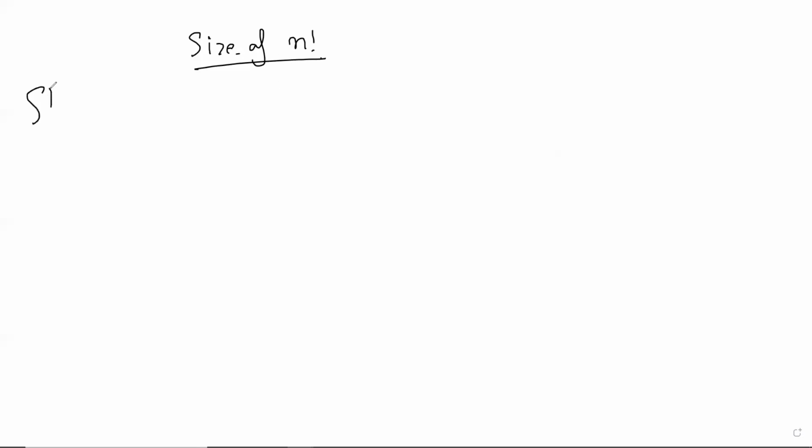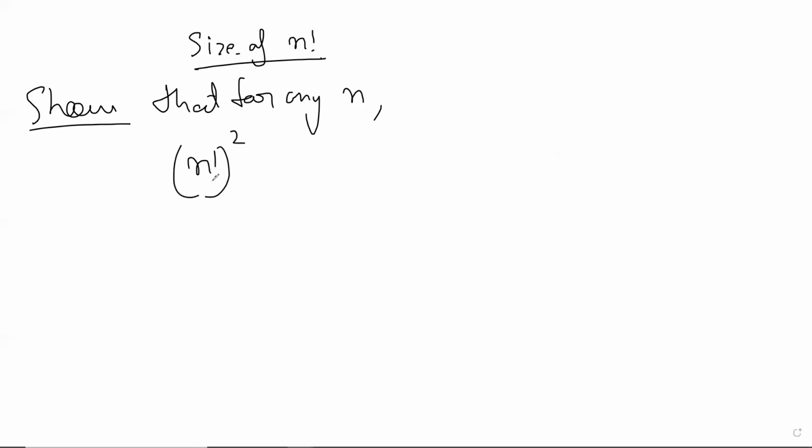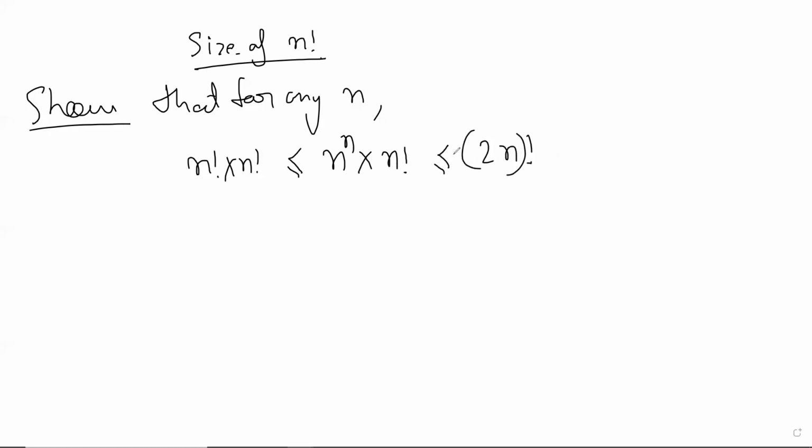We want to show that for any n, n factorial squared, which is obviously n factorial times n factorial, is less than n to the power n times, I think this side is easier, 2n factorial, so you multiply up till 2n. Let's just do this part first.